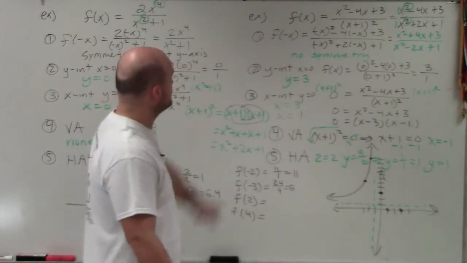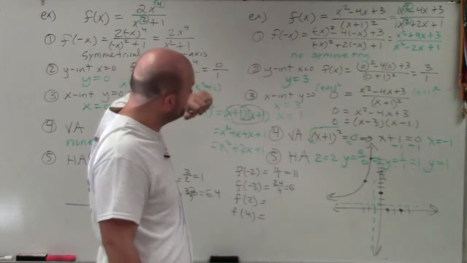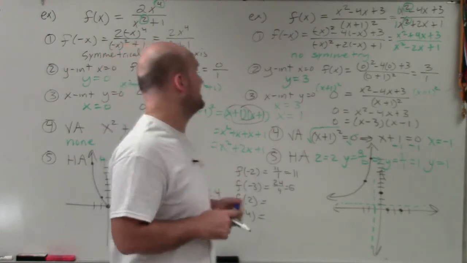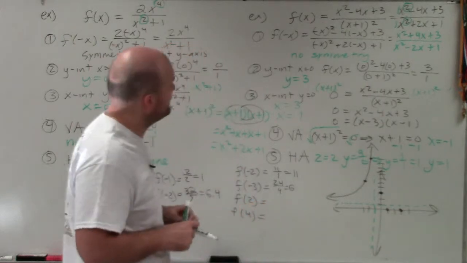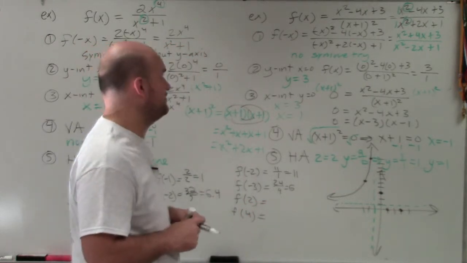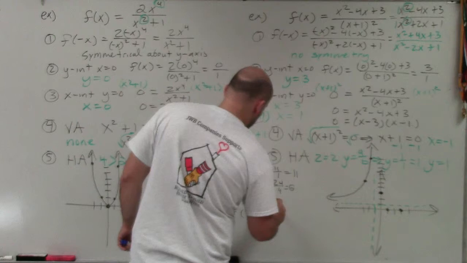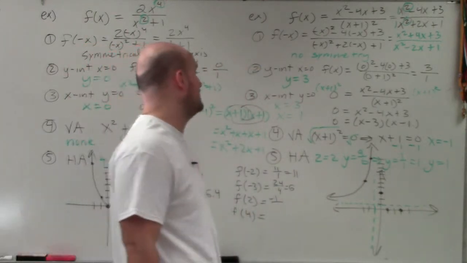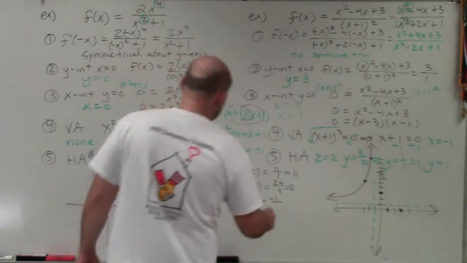Let's go and check 2. So 2 is going to be 2 squared, which is 4, minus 4 times 2, which is -8. So 4 minus 8 would be -4, plus 3 is -1. And then plug in a 2 here. 2 plus 1 is 3. 3 squared is 9.